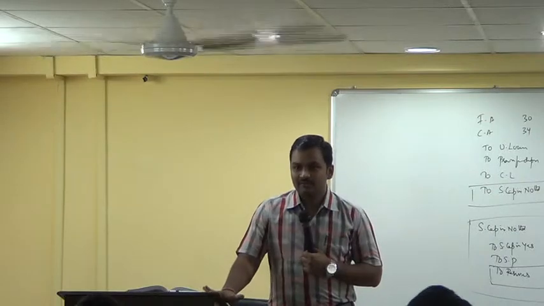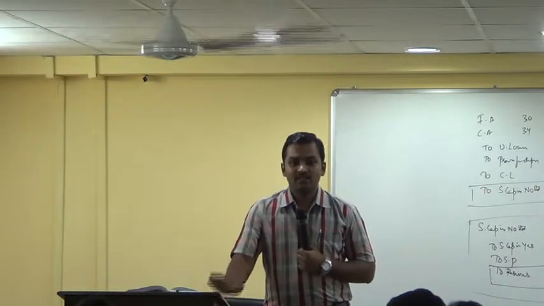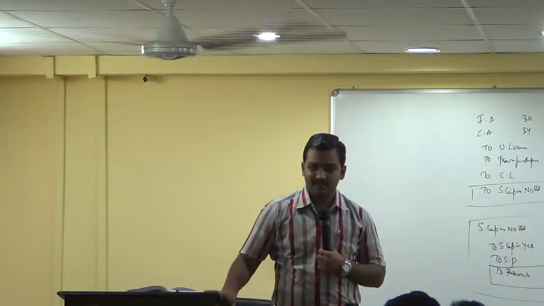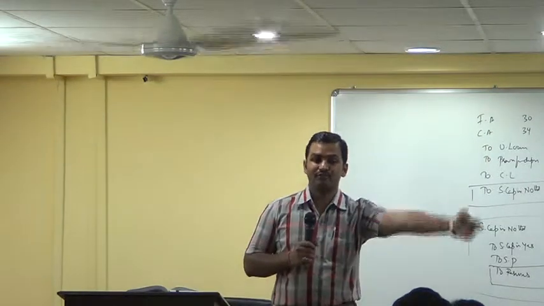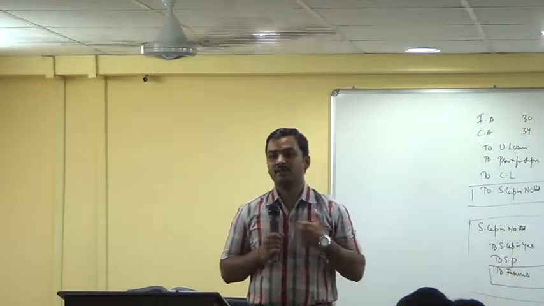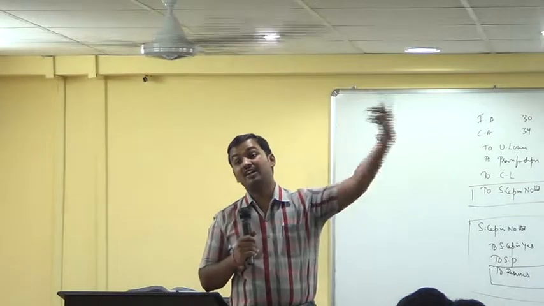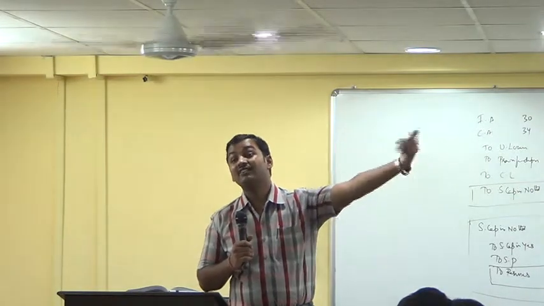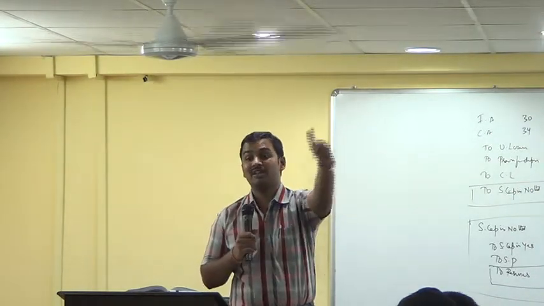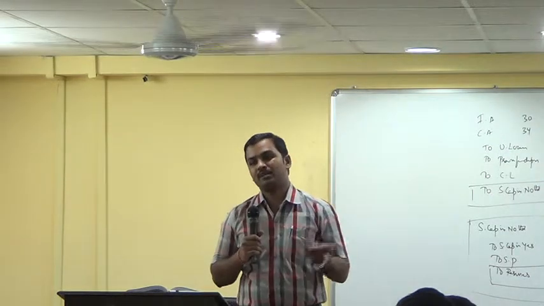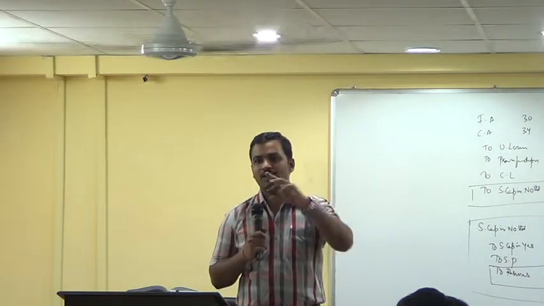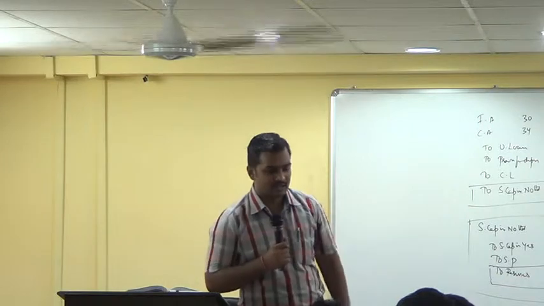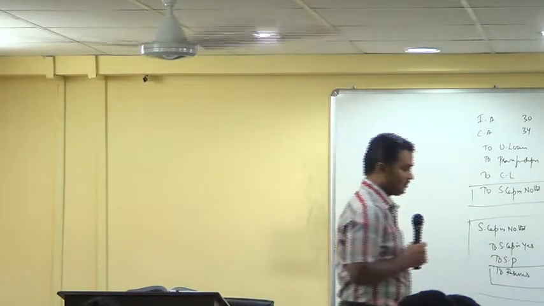For P Limited, purchase price is equal to sale price of V Limited. Sale price of V becomes purchase price of P. How much profit did V earn? It earned a profit of 20% on sale price. Purchase price of P is nothing but sale price of V. 20% on 5 lakh, it is how much? 1 lakh. Write the entry.